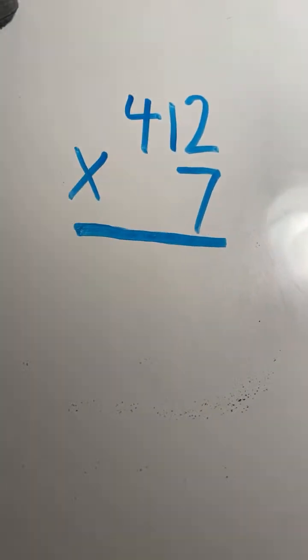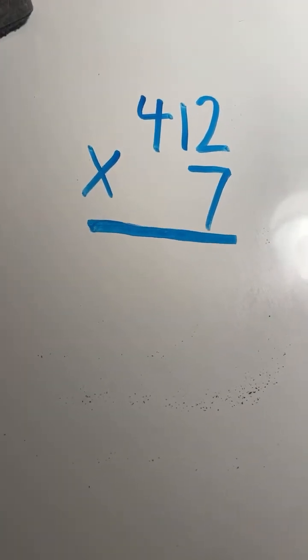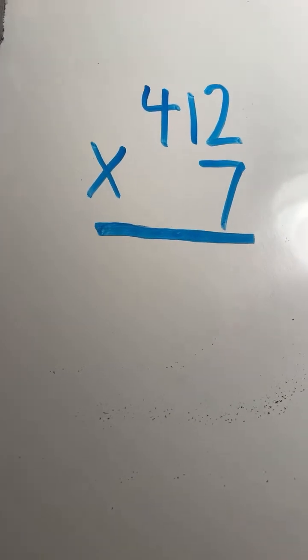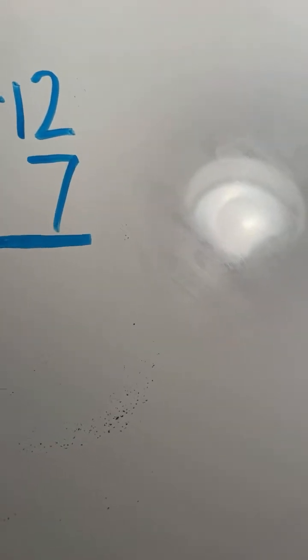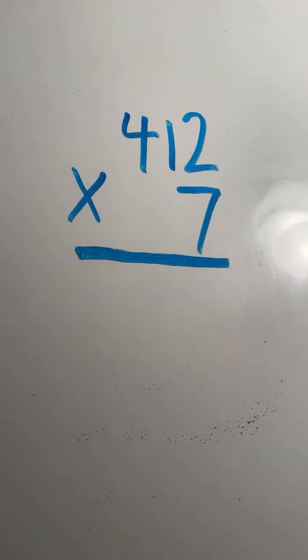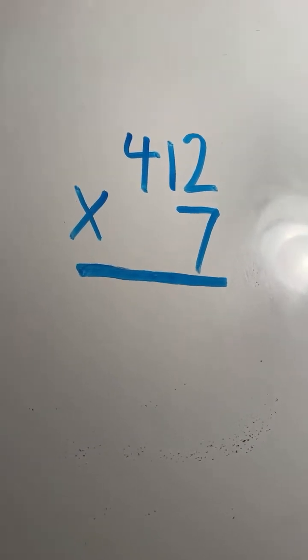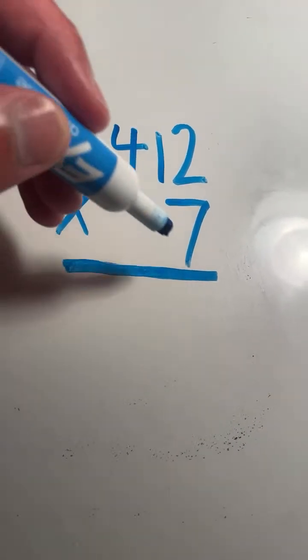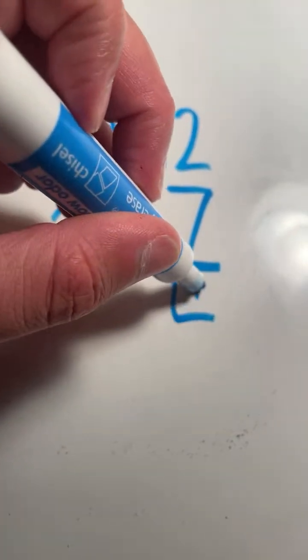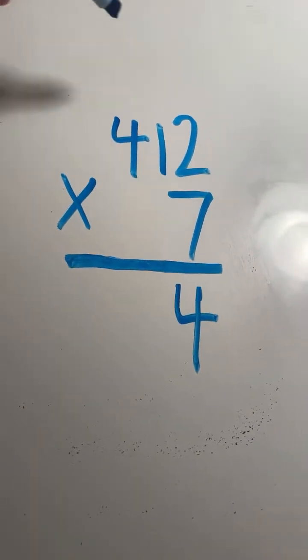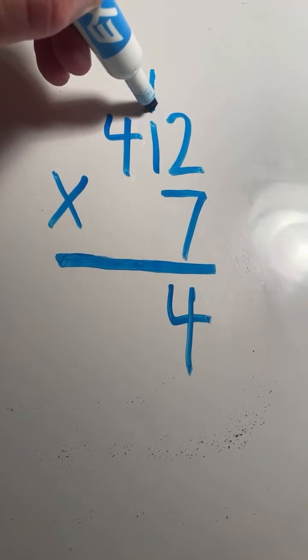All right, next example problem, we have 412 times 7. So we start in the ones place. We're going to start off by multiplying 2 times 7. 2 times 7 equals 14. So the 4 in 14 goes in the ones place. The 1 in 14 gets carried over to the tens place.